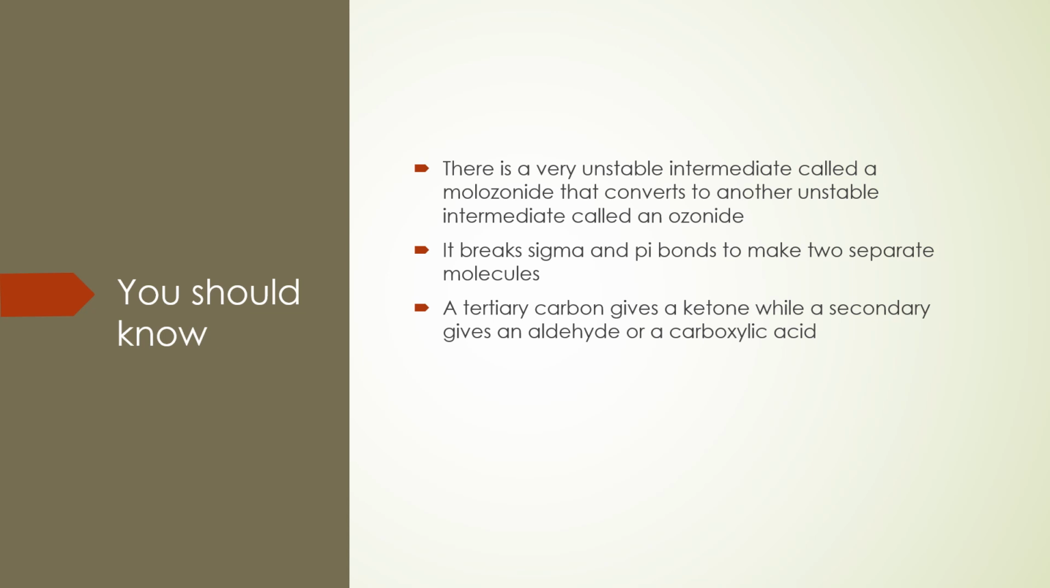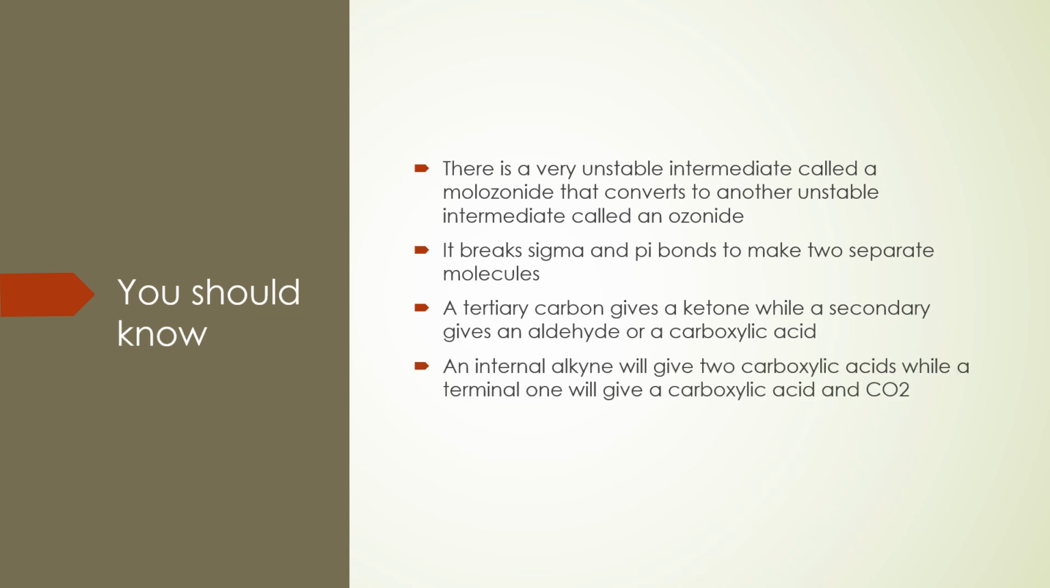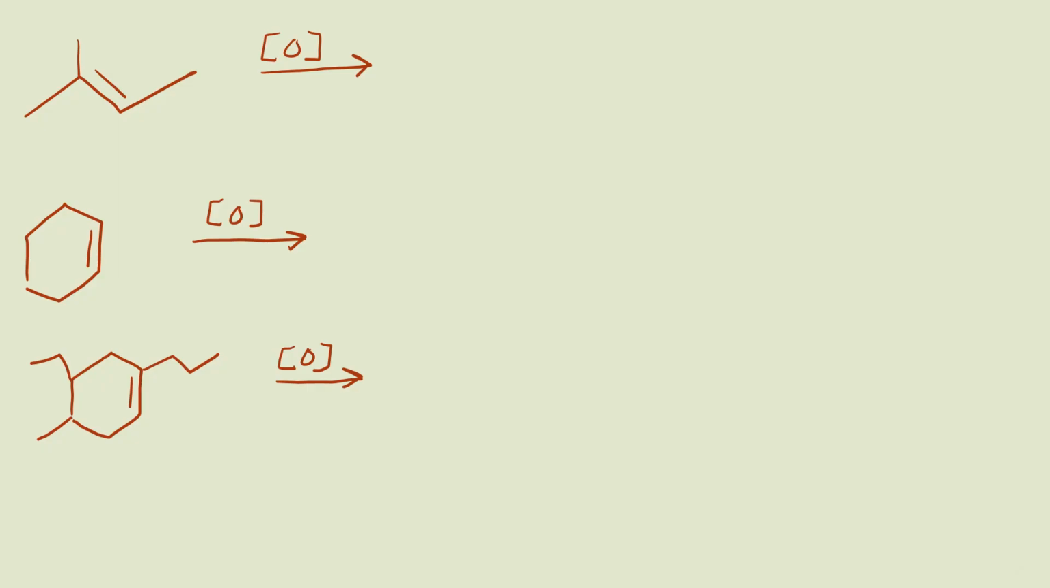or a carboxylic acid. An internal alkyne will give 2 carboxylic acids, while a terminal one will give you a carboxylic acid and CO2. For me, the mechanism was incomprehensible, so let's just skip to how to draw the products.